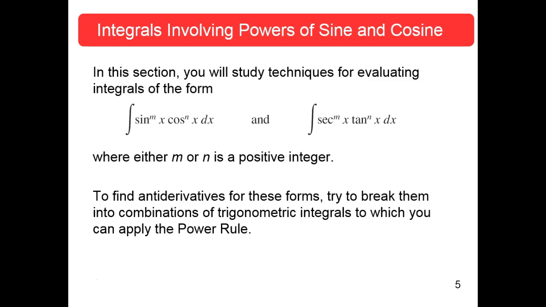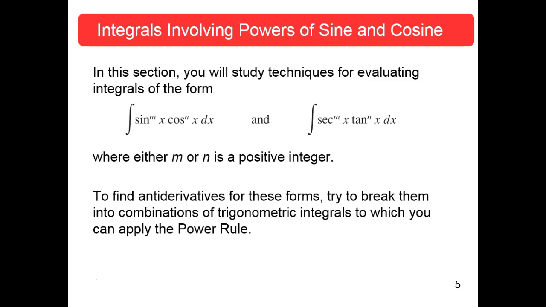Because if m was negative, you'd write this as a cosecant. So I think they both have to be positive. I can't think of a good counterexample, but I believe they will be positive integers. To find antiderivatives for these forms, try to break them into combinations of trigonometric integrals to which you can apply the power rule. There's the key.